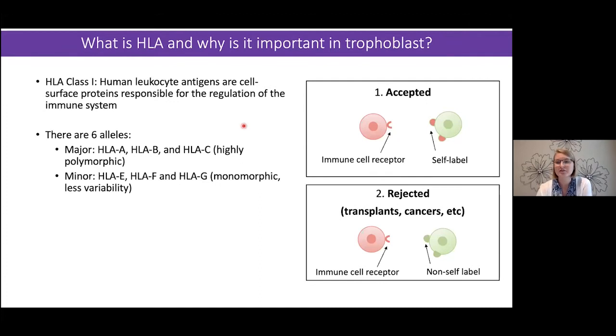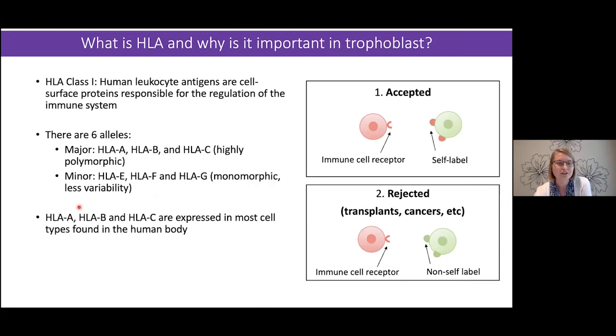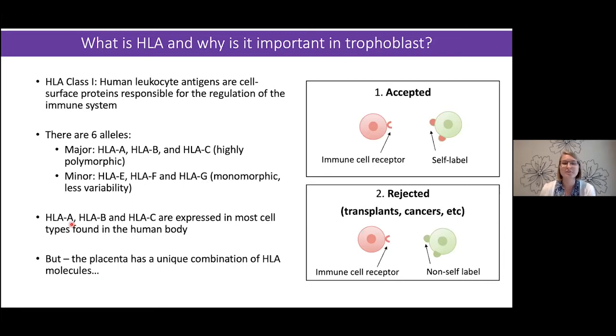And what you see in transplants or cancers is that these highly polymorphic cells will actually induce a non-self response when recognized by your immune cell in your body. And then there are minor alleles, HLA-E, F, and G, that are more monomorphic in nature. So these will be less heterogeneous between basically different people. And HLA-A, B, and C are expressed in most cell types found in the body. However, the placenta has a really unique combination of HLA molecules.